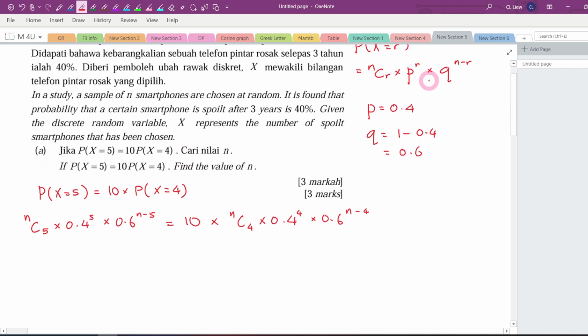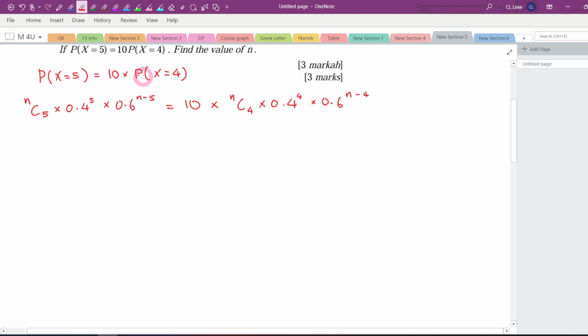Now I'm actually using this formula. Okay, I'm going to rearrange the terms. Move this 10 over here. It becomes 0.4 raised to the power of 5 times 0.6 raised to the power of n minus 5 over this whole thing, 0.4 raised to the power of 4 times 0.6 raised to the power of n minus 4, is equal to 10 times nC4 over this one. I move over here, multiply becomes divide, and nC5.